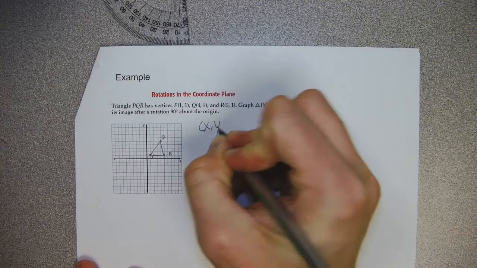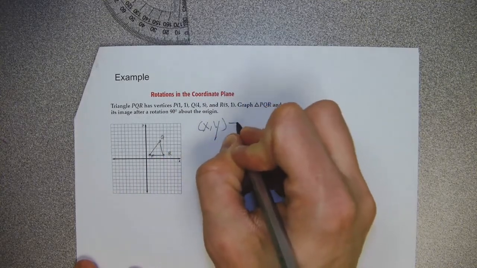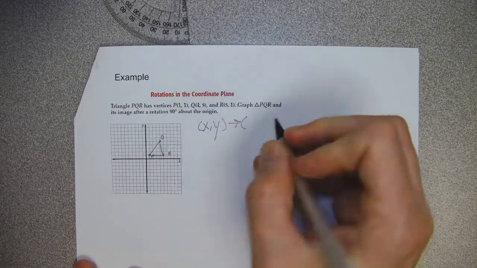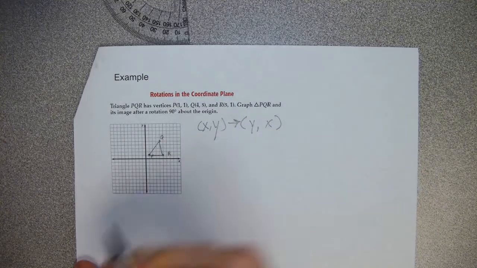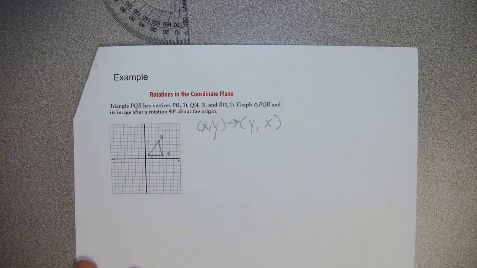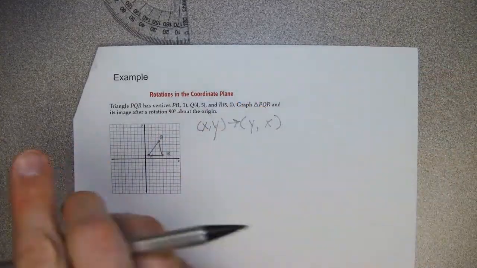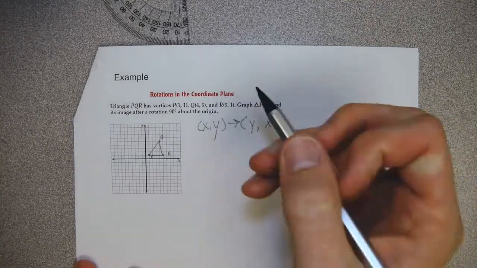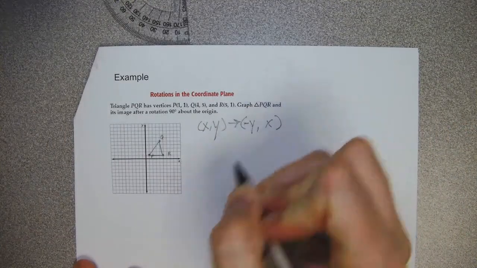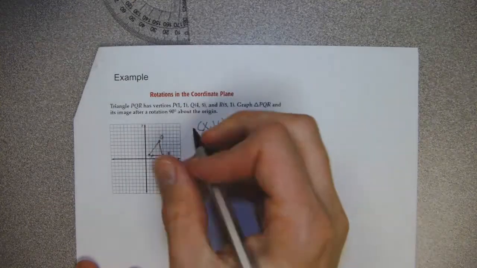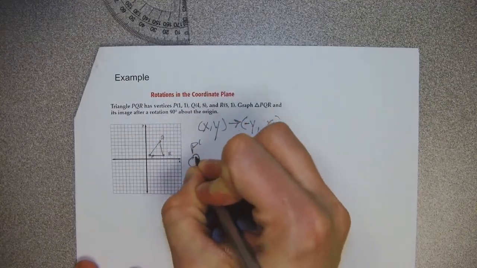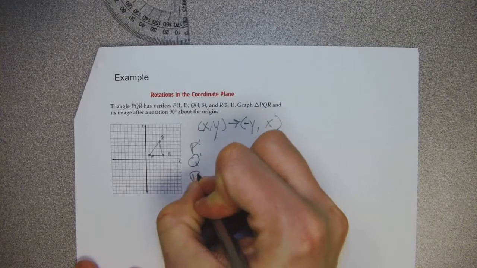So (x, y), our original pre-image coordinates, are going to map onto... When we rotate 90 degrees, remember we said the x and the y need to trade positions. So the x will go second, the y will go first. And since we're going counterclockwise, that's a left-hand turn as opposed to a right-hand turn. Since we're going left, it's this left-hand coordinate that becomes opposite. So in this case, all the y's need to be opposite. So I'm going to write P prime, Q prime, and R prime.